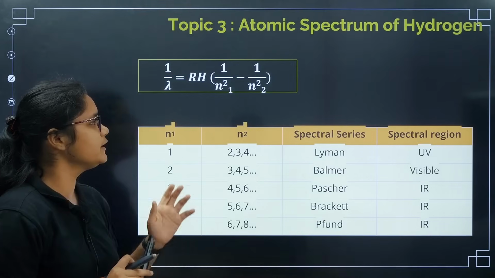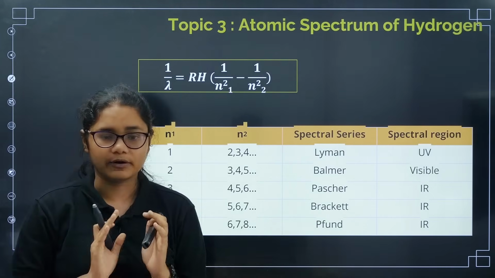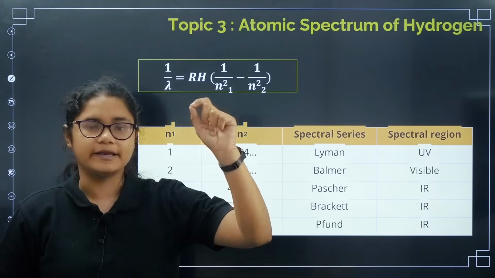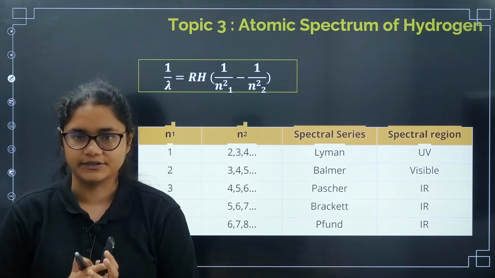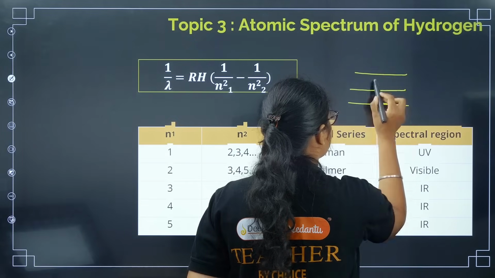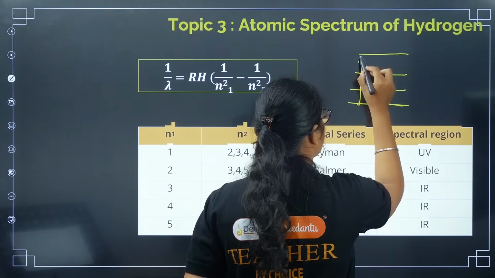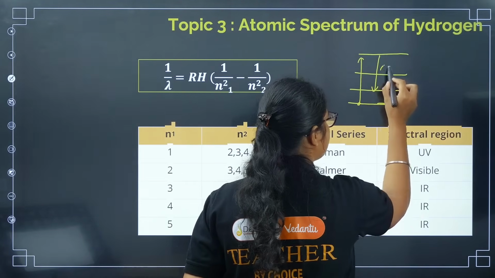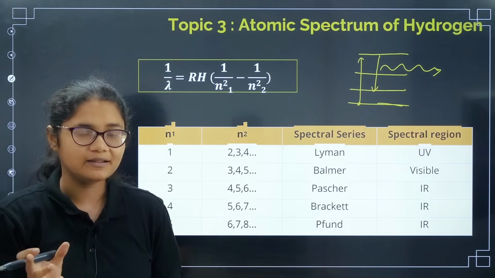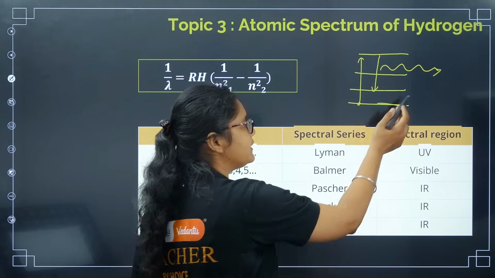This is very important. In hydrogen spectra, what does it tell? When an electron goes from one level to another level, it emits radiation, right? For example, we have different energy levels for hydrogen. When an electron jumps from one level to another and then comes back, it emits radiation. We have to calculate the wavelength or the energy of this emitted radiation.